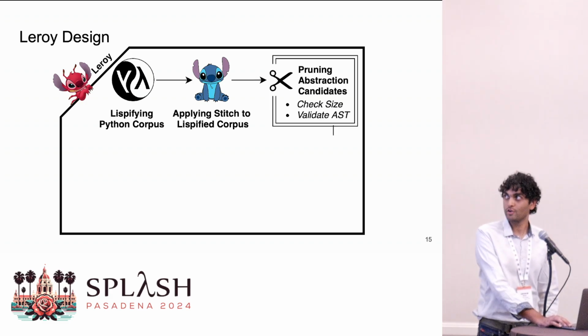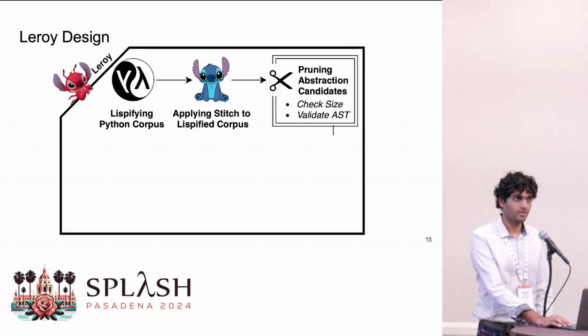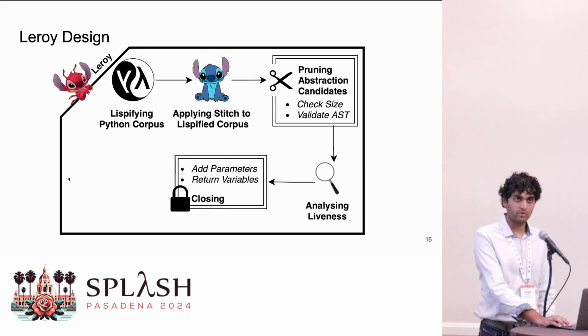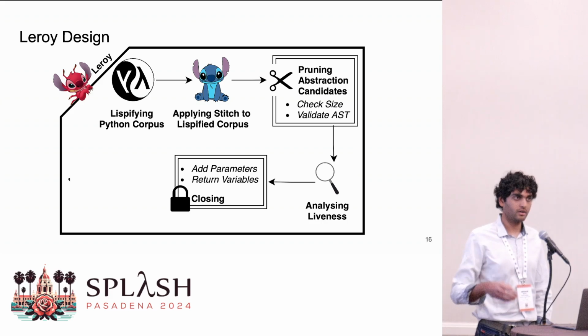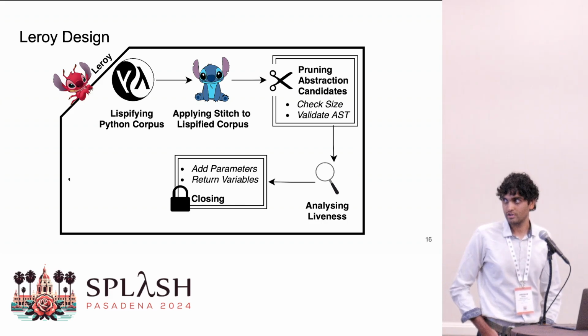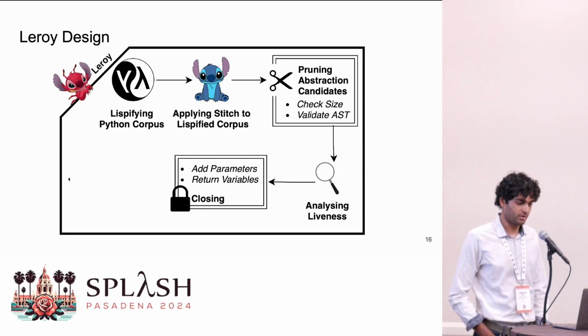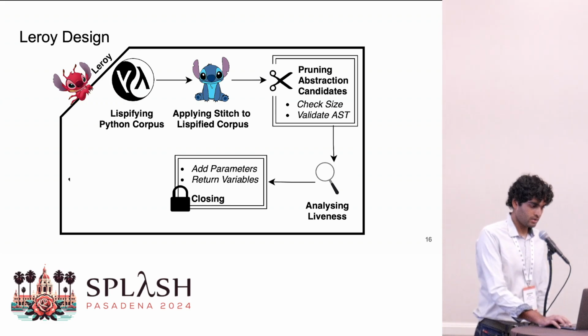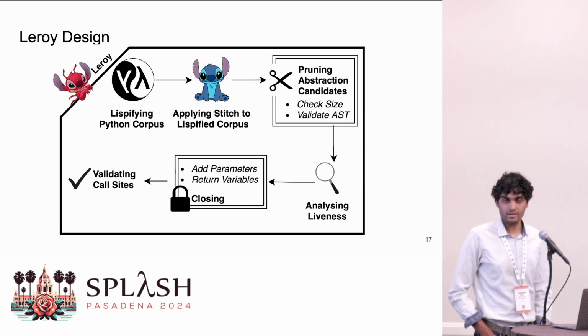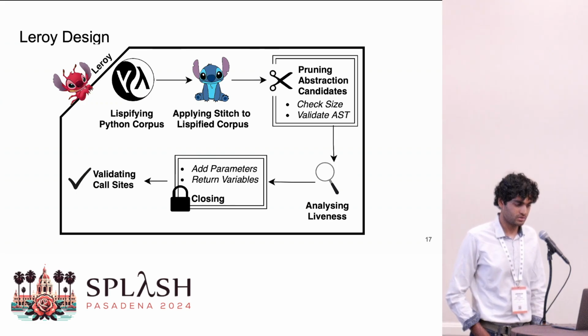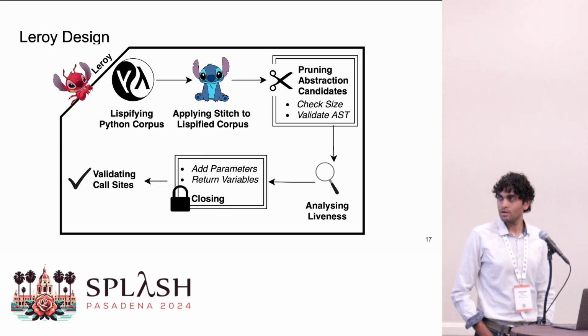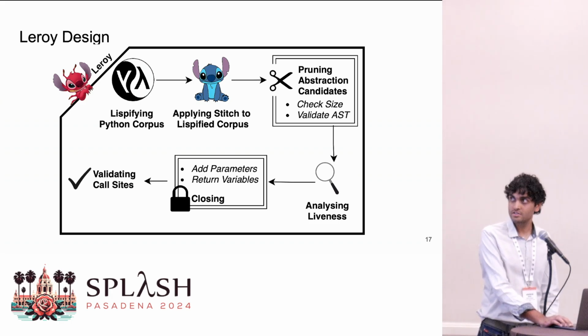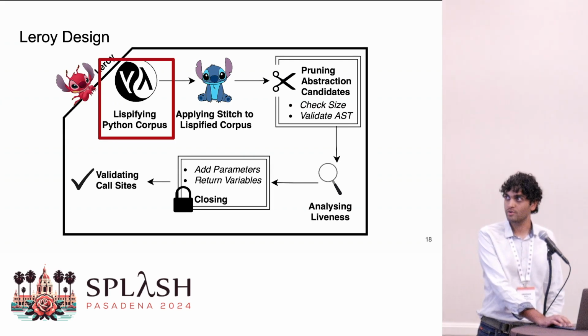So that's what we do. We check if the abstractions are valid Python ASTs. We perform an analysis, and then we augment the abstractions to add some return variables and additional parameters if necessary. And then we finally validate the places where these abstractions were called to make sure that everything works. Let's take a look into how each of these steps work, starting with lispifying the Python corpus.